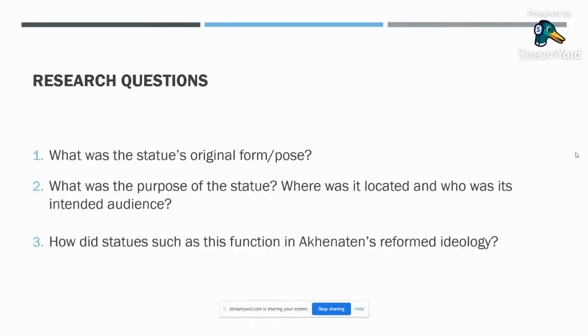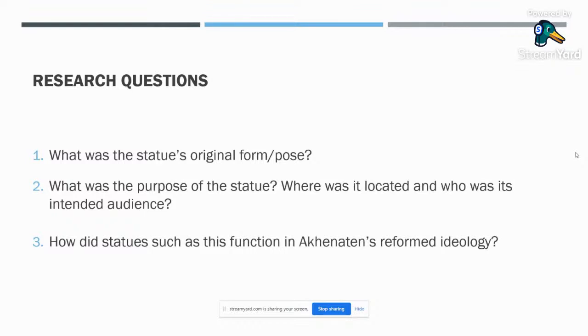So the main research questions that you can see up on the screen go from the micro level to a broader research interest. The first one was, what was the statue's original form and pose? Then I sought to look for the purpose of the statue, where it was located, and who was its intended audience. And then finally, to connect it to the bigger questions that we have in Egyptology, I am interested in finding out how these statues functioned in Akhenaten's reformed religion, reformed ideology.